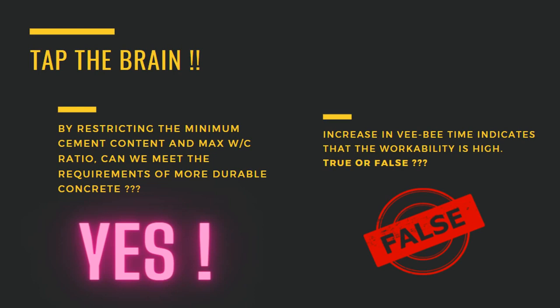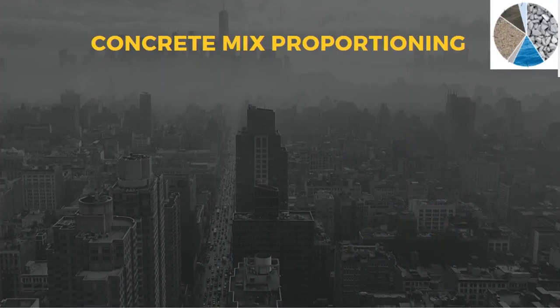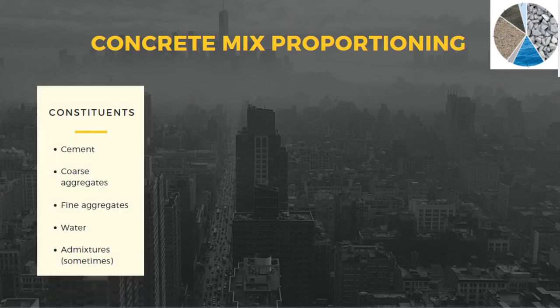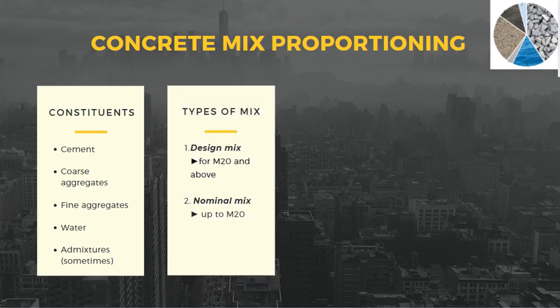So next, moving to concrete mix proportioning. What are the constituents in the concrete? Cement, coarse aggregates, fine aggregates, water, and admixtures sometimes. What are all the types of mix we can have? Design mix and nominal mix. When can the design mix be used? Design mix means we are calculating actually for the proposed concrete member. For up to M20 grade, we can use the nominal mix as given by IS code annexures. Design mix should be used only for concrete grade having M20 and above.